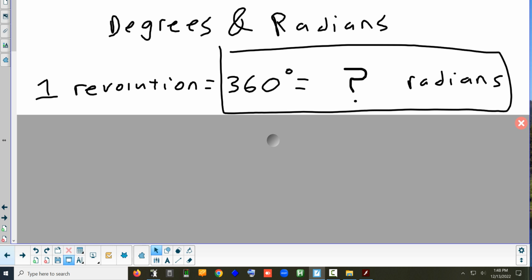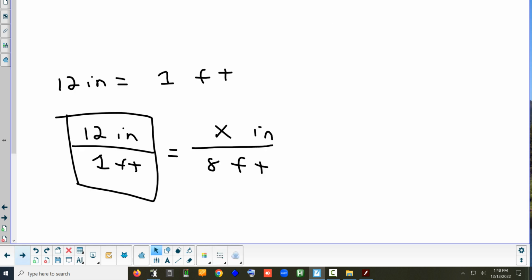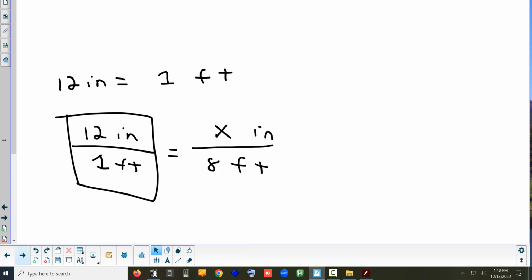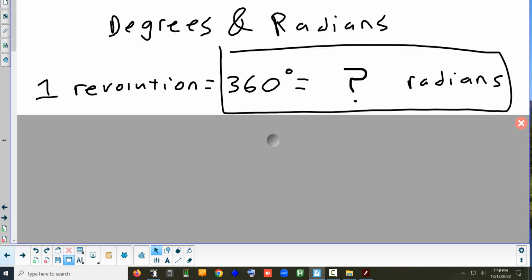We need to figure out how many radians in 360 degrees. And then we can figure out anything we want. Just like this. Just because you put a 1 and a 12 here, does that mean I could only do 8 feet? Could I do 7 feet? Yeah, I could do any amount of feet. It doesn't matter that I picked a 1 and a 12 on this side. You put any number you want right there. So it doesn't matter that I'm picking 360. I'm going to be able to use that to figure out any number that I want.